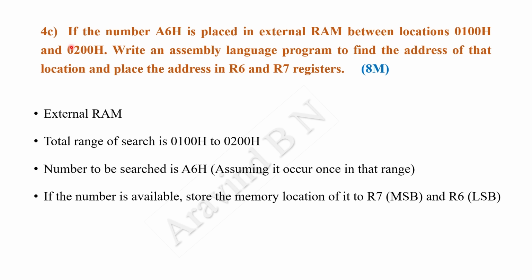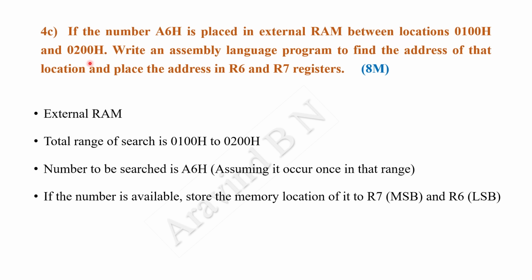Now 4C: if the number A6H is placed in the external RAM between locations 0100H and 0200H, write an assembly language program to find the address of that location and place the address in R6 and R7 registers. Here the value A6 is stored somewhere between these memory locations. Now we need to identify in which memory location it is stored.